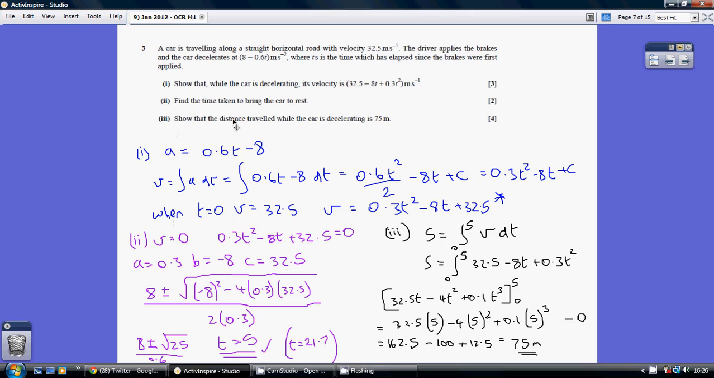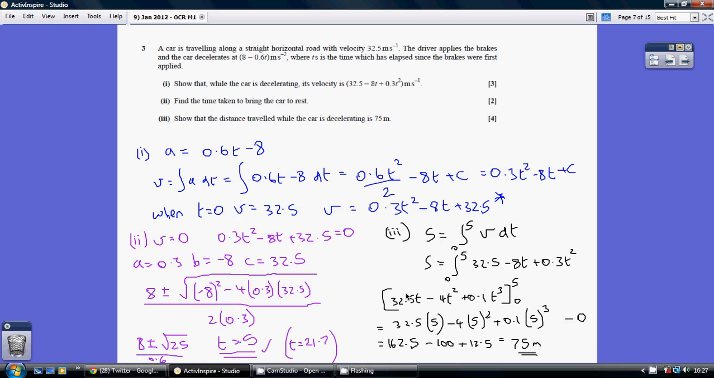Now for part 3, show that the distance travelled while the car is decelerating is 75 meters. Well, to get distance we need to integrate velocity. So here's our velocity, so integrating this we get this. Remember, we just add 1 to the power, divide by the new power. We're integrating from 0 to 5 seconds, because we know it takes 5 seconds for it to come to rest, so that's the total time.